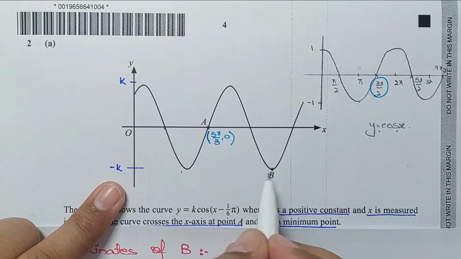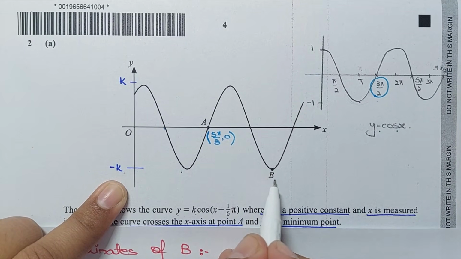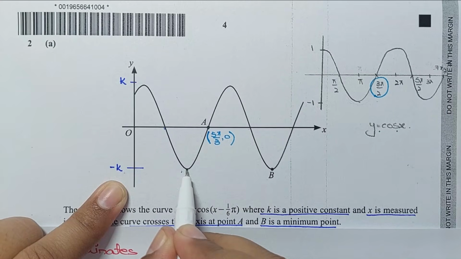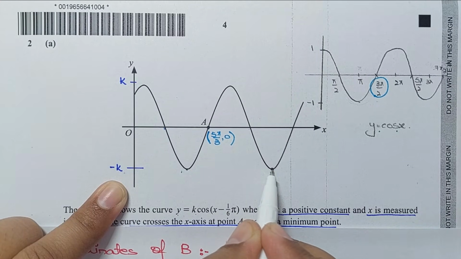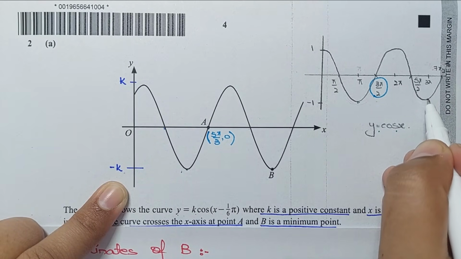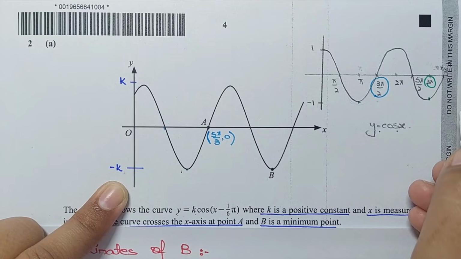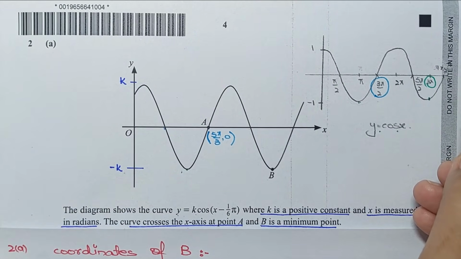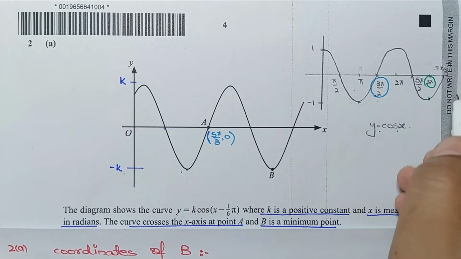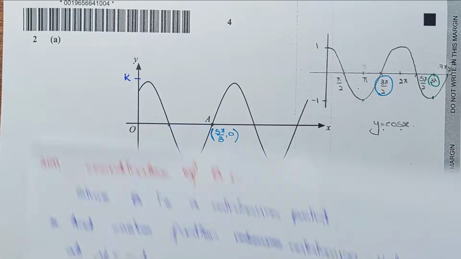And when you compare this diagram with the given function, this point is the second point. This is the first minimum, this is the second minimum point. So from the base function, we also have to select the second minimum point. This is the first minimum point, this is your second minimum point, and its x coordinate is 3 pi. So cos is negative 1 at pi, at 3 pi, and so on. So we have to pick the second minimum point.